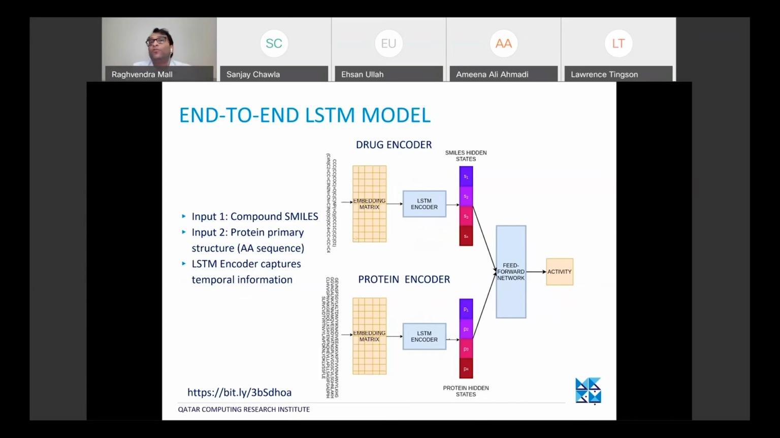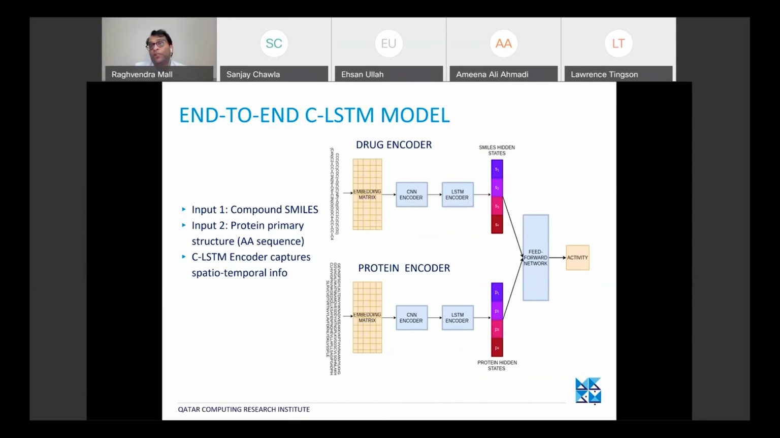So again, I showed you an end-to-end CNN-based model. Here we can also use an LSTM-based model, which can capture the long-term dependencies better. And we can also use a CNN plus LSTM model. So the output of the CNN is then passed to the LSTM, which, instead of capturing long-term dependencies from the primary sequence, will capture long-term dependencies between the nonlinear representations that the CNN has learned. So we can use all of these different types of models.